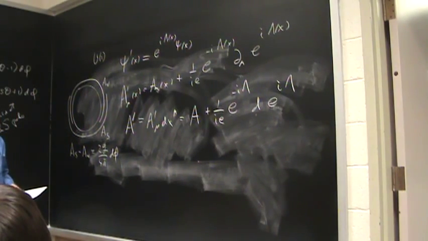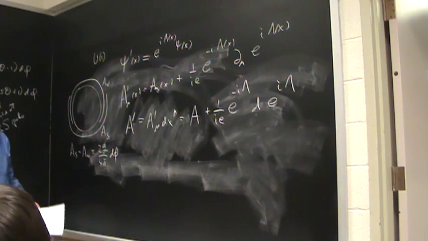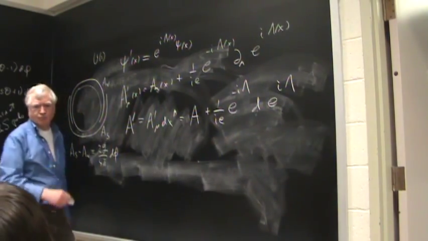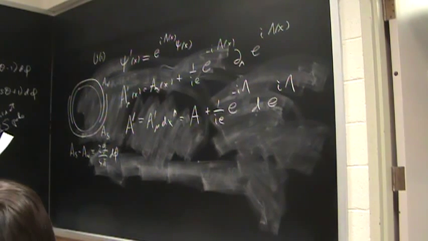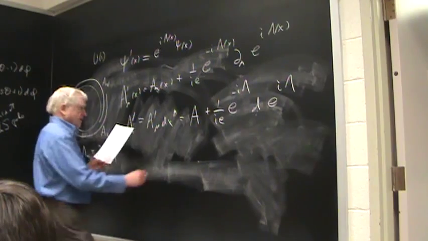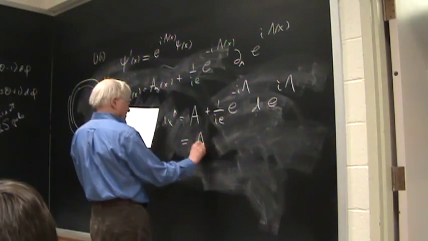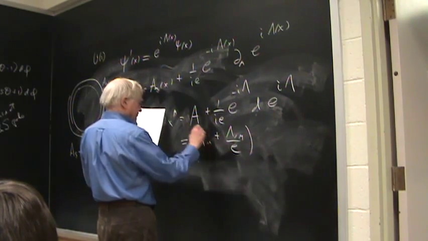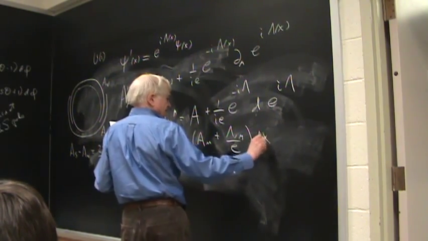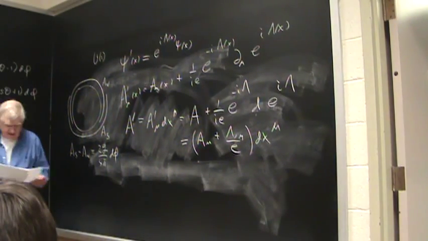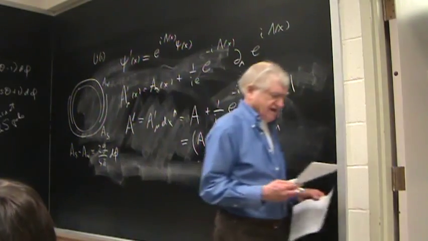What is it? What do the mathematicians call the exterior derivative? Yes, bravo, thank you. Exterior derivative. I should have said that. And of course this thing in fact is equal to A mu plus lambda comma mu over e, dx mu, so that's another way of writing A prime. Okay, so this is just a review of what a gauge transformation is.